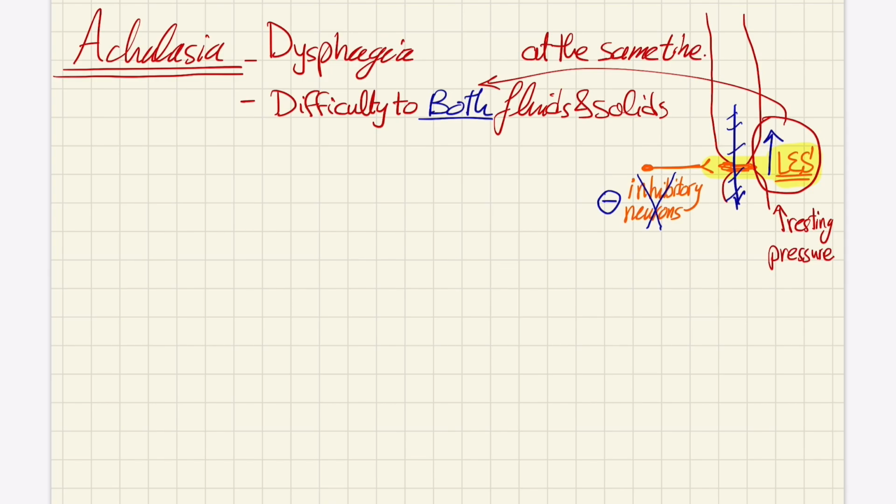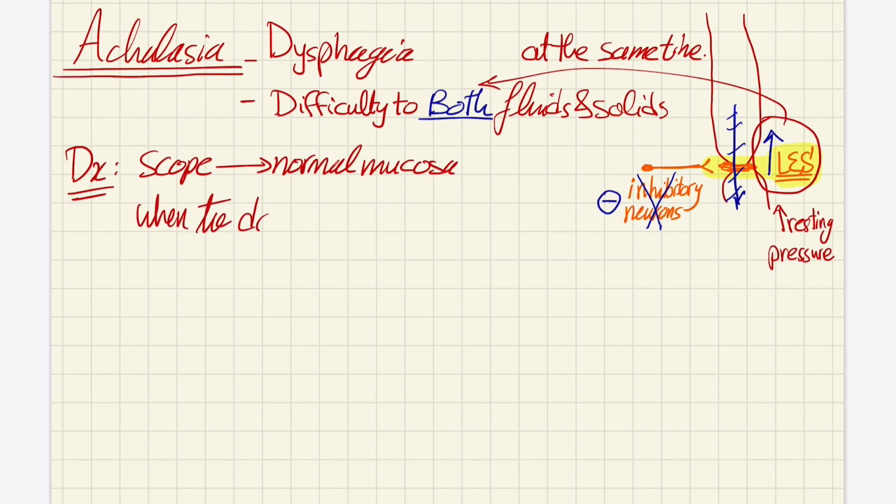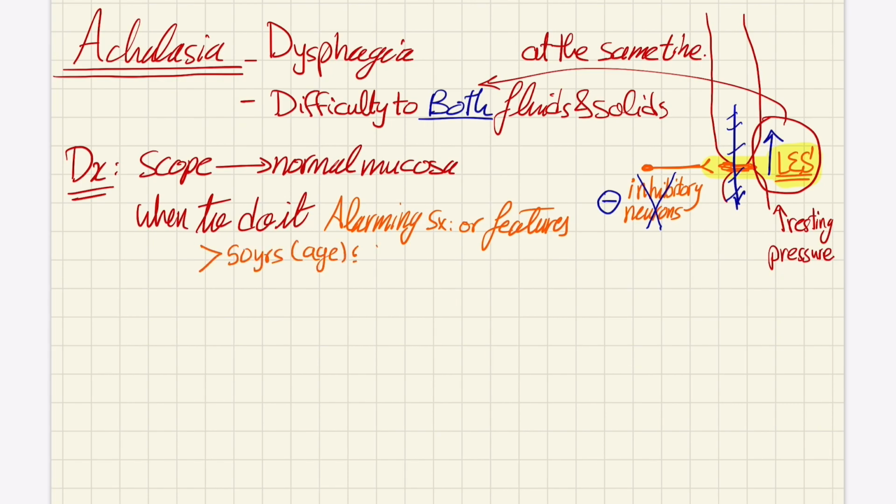Now, for diagnosis, the esophageal mucosa would appear normal on EGD. So if we do a scope, we would find a normal mucosa. However, there are certain cases in which it is a must to do an EGD. If we have any alarming symptoms or features like anemia, age more than 50, weight loss, or vomiting, and also risk factors like smoking or alcoholism in the history of the patient, and also FOBT positive in the stool, melena, and, as we said, weight loss.